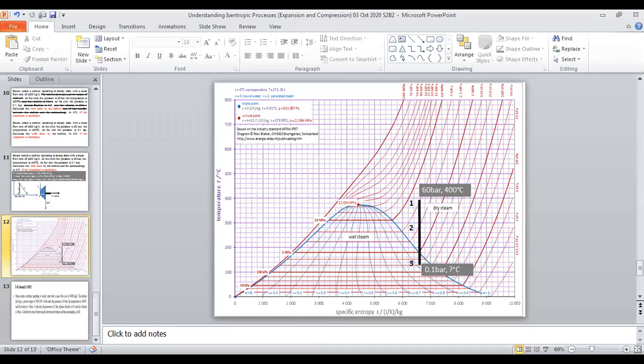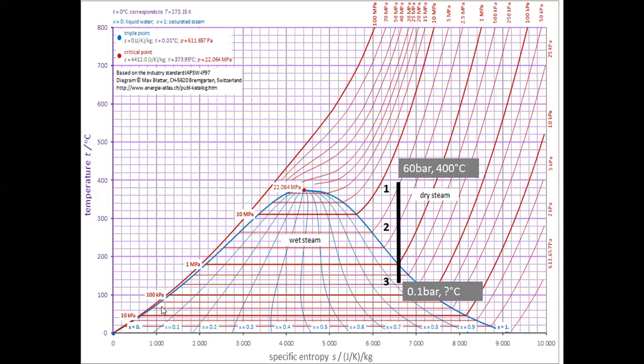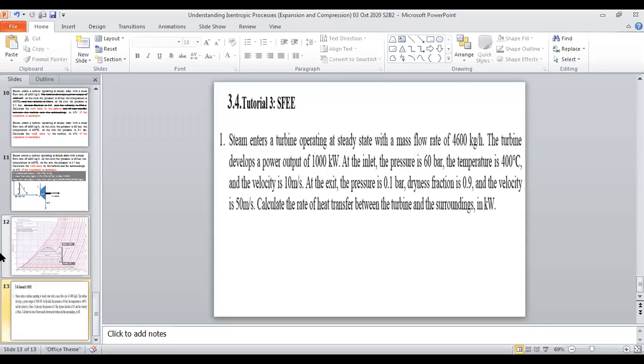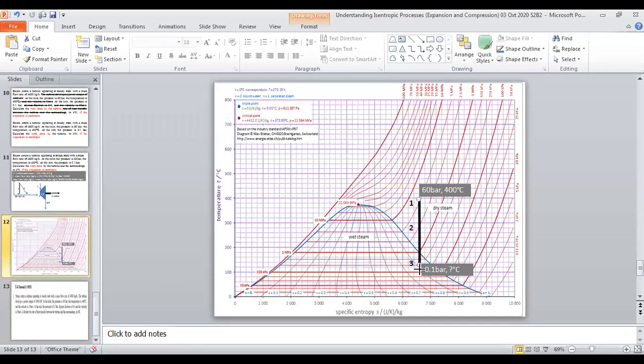Point 1. 0.1 bar means 100 kilopascals. You can check the units. So this will come down and take here. And you have to check your temperature 400. Yeah, 400 is here. See, temperature is 400.